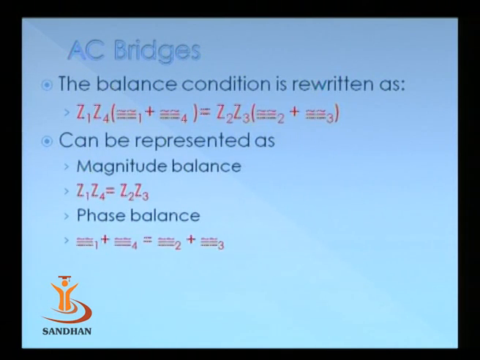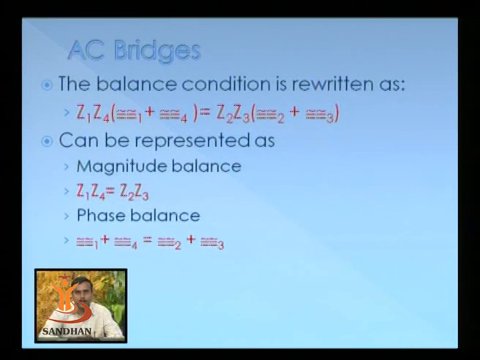Okay, the balance condition is rewritten here, that is Z1 Z4. In the part that is not visible, it is actually mentioning the phase angle θ1 and phase angle θ4, is equal to Z2 Z3 phase angle θ2 and phase angle θ3.